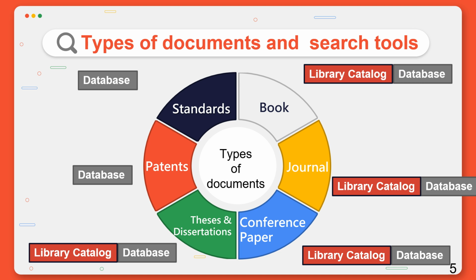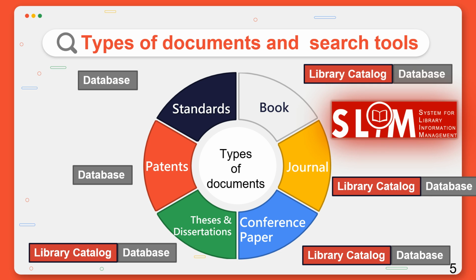In the library, we use two main tools to find information. The first one is the library catalog. It's used to find books, DVDs, journals, theses, and dissertations. NTU Library uses a catalog called SLIM. The abbreviation SLIM means System for Library Information Management. So remember that SLIM is the name of our system.